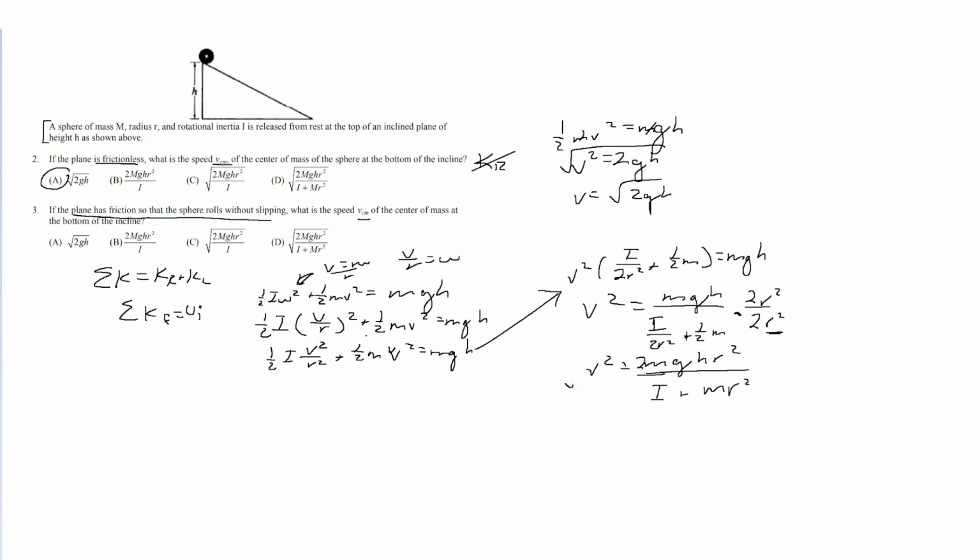So now all we have to do is root both sides, and we get that v equals the square root of 2mghr squared divided by I plus mr squared. So our answer is going to be D.